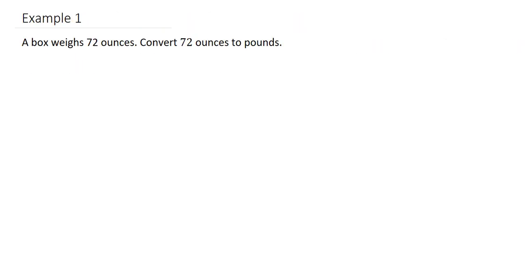Example 1. A box weighs 72 ounces. Convert 72 ounces to pounds. Well, we know ounces are much smaller than a pound. In fact, there are 16 ounces that are equal to 1 pound. So if you had 16 ounces, that's also to say that you had 1 pound of something. So either could be used. It means the same thing, but all we're trying to do is convert ounces to pounds. So we're trying to figure out how many pounds is the same as 72 ounces.